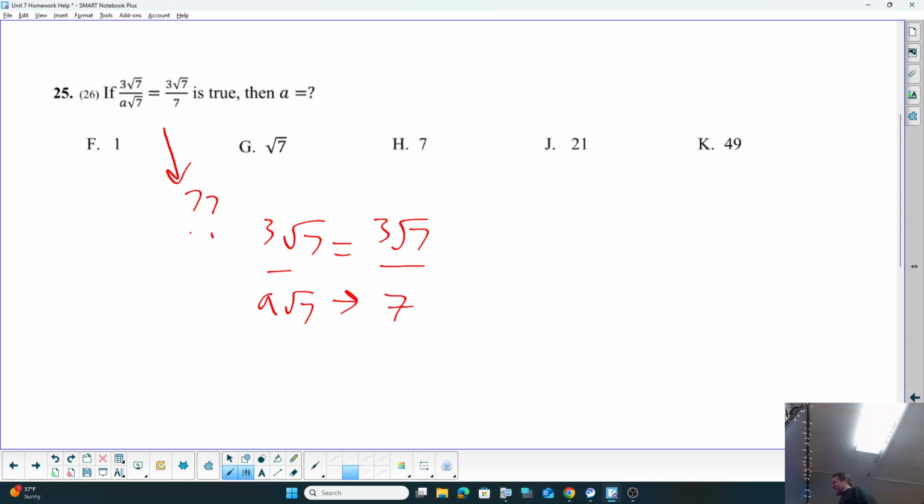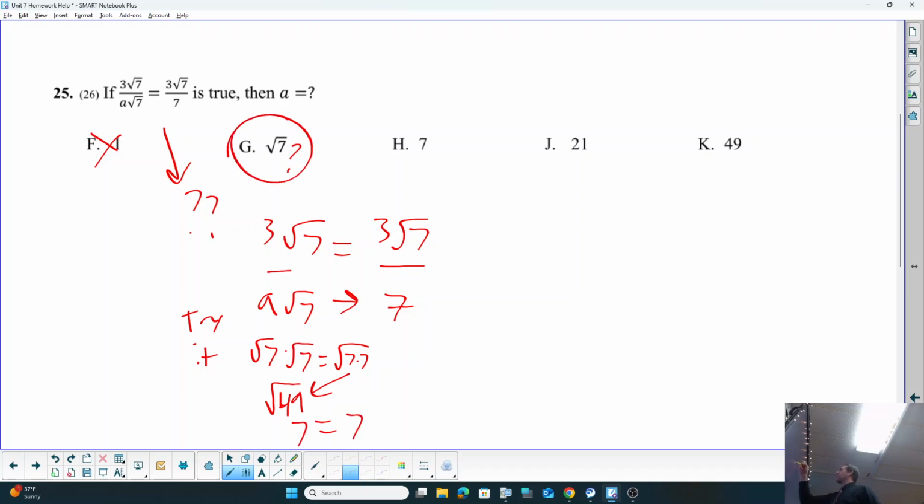So let's see. That's a good question. Definitely not 1. That would definitely not help us. But maybe radical 7 times radical 7. What do you think? Should we try it? Let's try it. What's radical 7 times radical 7? Well, it's radical 49, because you can multiply them both underneath the radical. And the square root of 49 is 7. 7 equals 7. Woo! So I'm pretty sure that it's G. Yeah, it's G.